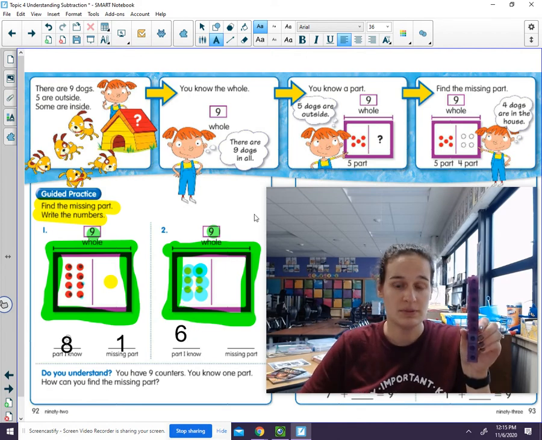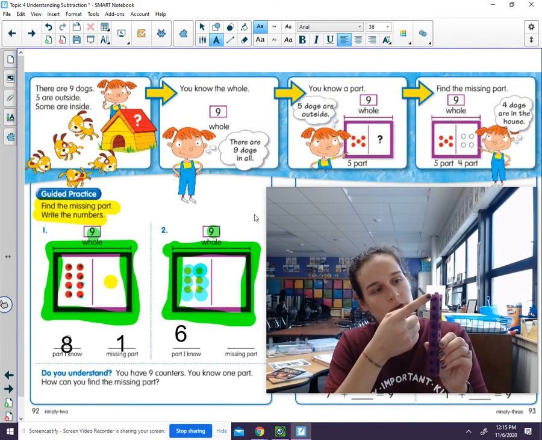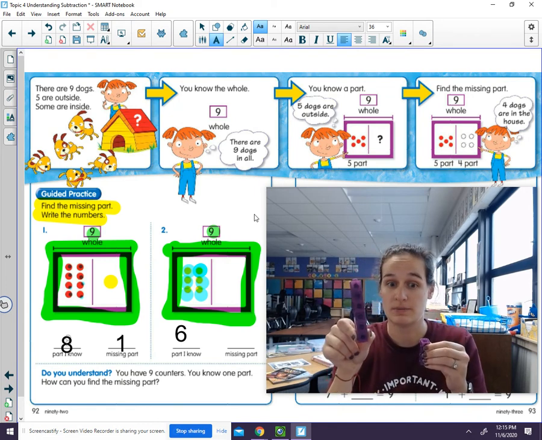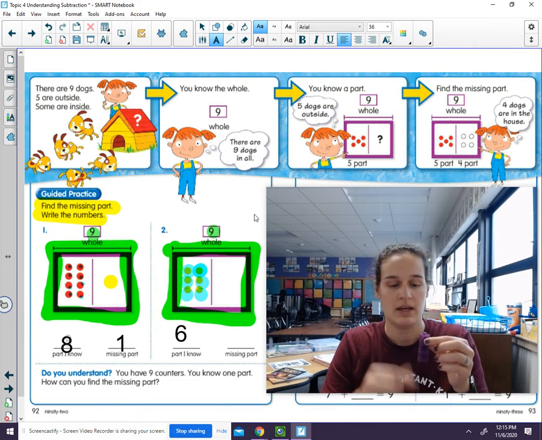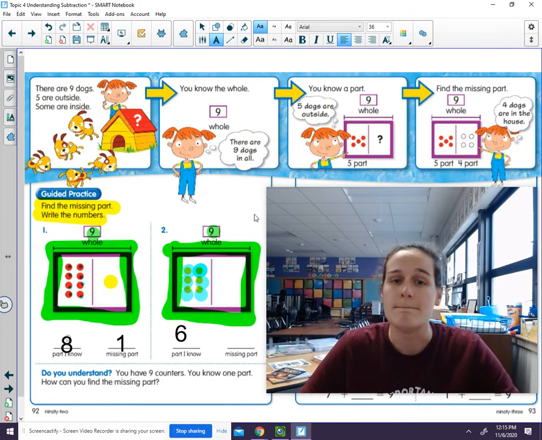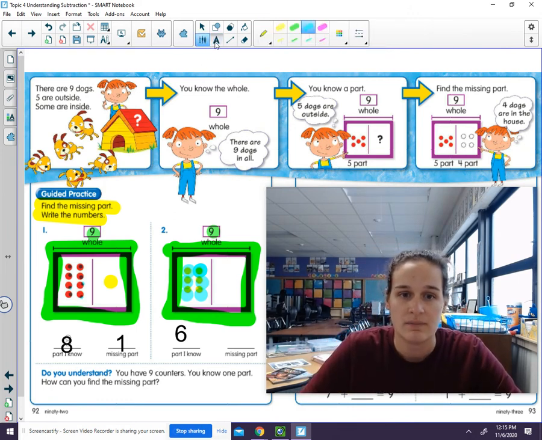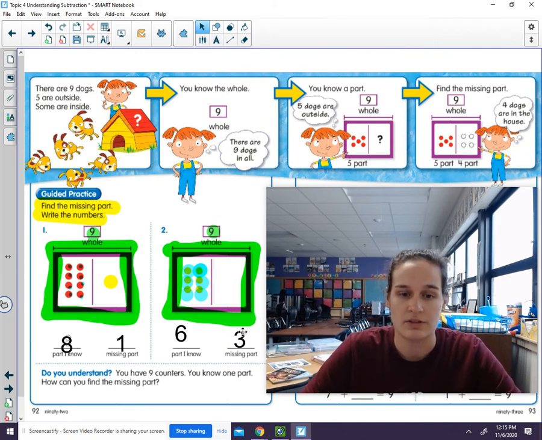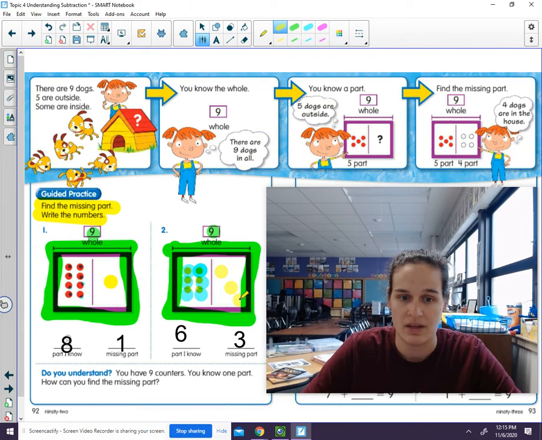Okay, now I'm going to use my cubes to help me. So I'm going to find 6 cubes here. 1, 2, 3, 4, 5, 6. Okay, so I have 6 cubes. That's the same as the drawing. Now I'm going to see how many I have left. 1, 2, 3. The missing part is 3. I'm going to put a 3 here. Then I am going to draw 3 in here. Let's use that spatial pattern we are familiar with. 1, 2, 3. So 6 and 3 is 9.